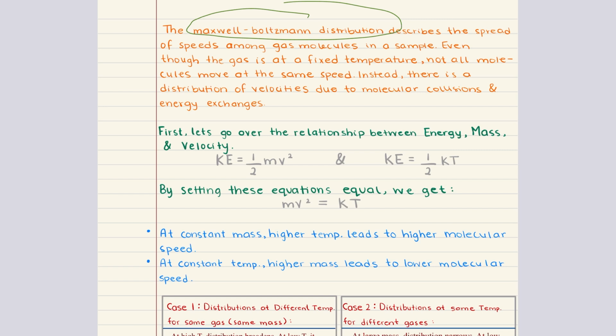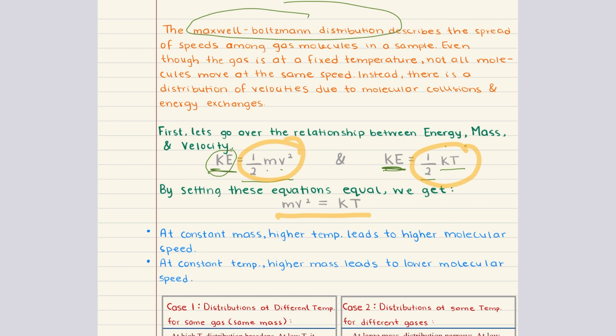We know that the kinetic energy of a gas molecule can be expressed one of two different ways. We can say that kinetic energy is equal to 1/2 mv squared, where m is mass and v is velocity. Kinetic energy is also equal to 1/2 kT, where k is Boltzmann's constant and T is temperature. Since they are both definitions of kinetic energy, we can set them equal to each other. And by setting these equations equal to each other, we get the following equation: mv squared is equal to kT.